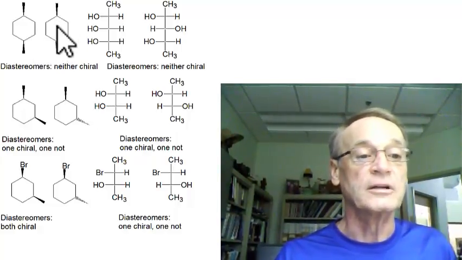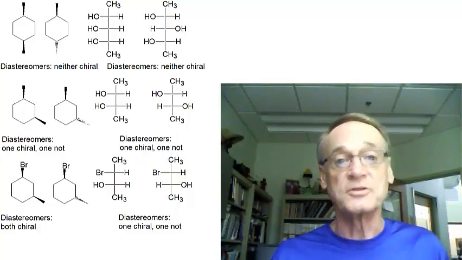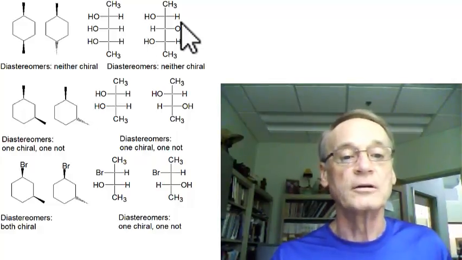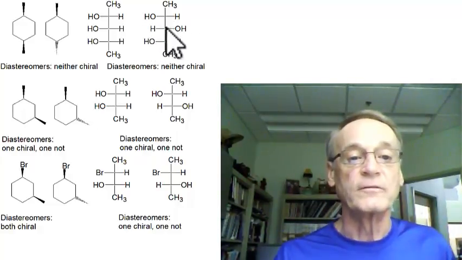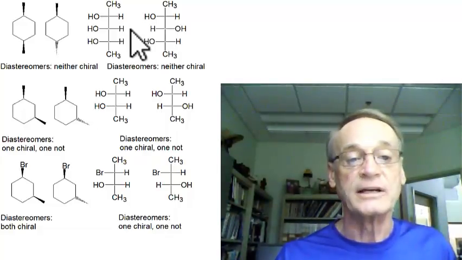So these 2 molecules have no chirality whatsoever, and yet they're still diastereomers because they're not mirror images. It's that simple. They are different from each other, and therefore they are diastereomers.